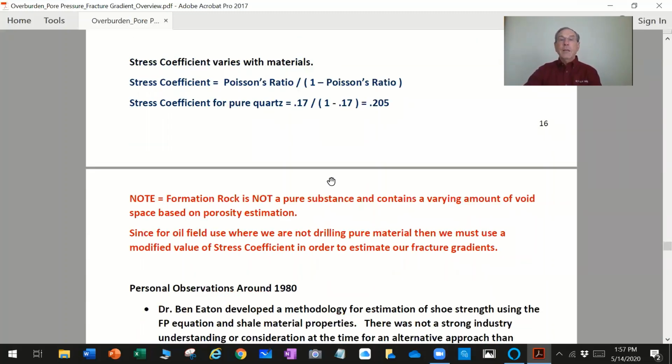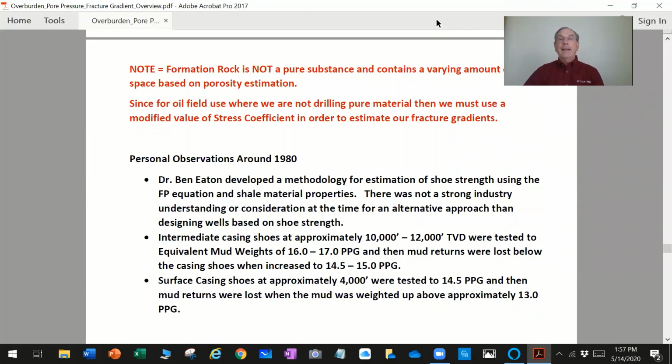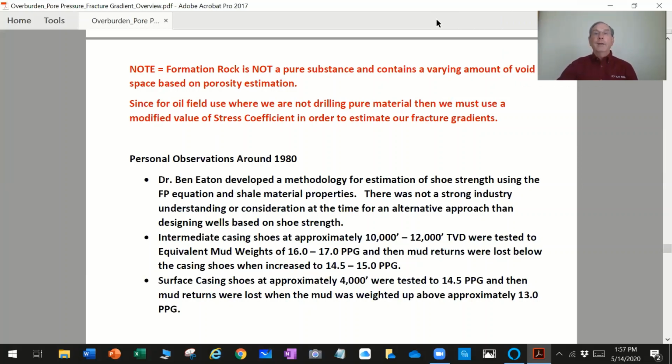All right. Now, it's very important to know that rock formation is not a pure substance. It contains a varying amount of void spaces based on the porosity estimation. So in oil field use, since we are not drilling pure materials, we must use a modified value of stress coefficient in order to estimate our fracture gradients. We're never drilling any kind of pure substance. You can think of it as we're drilling through a sponge. It's a sponge of sands or it's a sponge of shale. It all contains water, porosity. Even the shale has porosity.